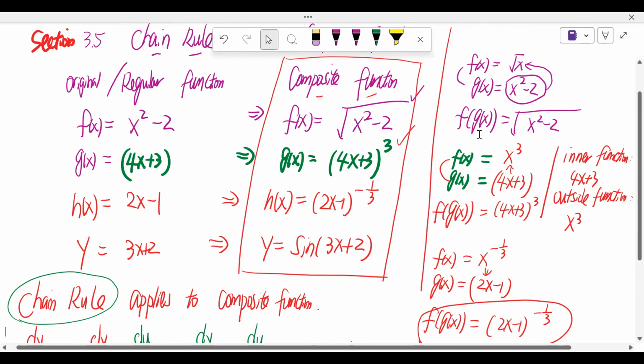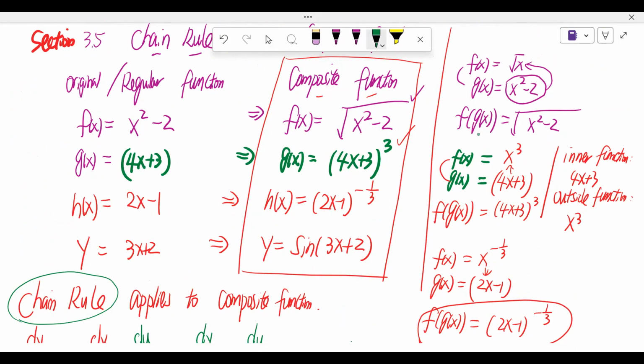So no problem, right? I'm going to go over the solution for each one of these. Let's see how we apply the chain rule to differentiate each one of these.